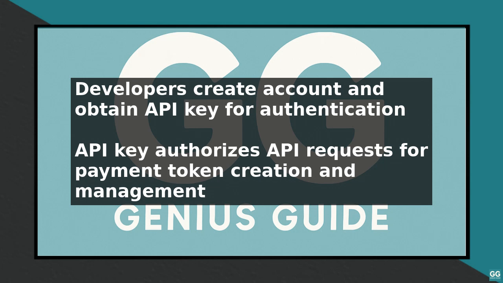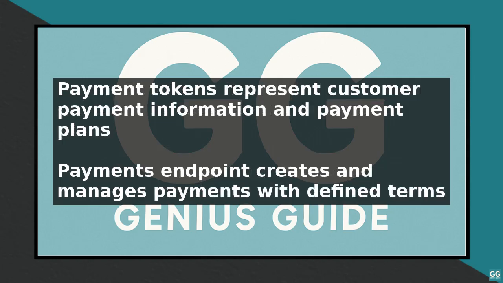Key concepts and endpoints. The Afterpay Developer API has several key concepts and endpoints that developers need to understand. These include payment tokens, payment plans, and payments. Payment tokens are used to represent a customer's payment information, while payment plans define the terms of the payment, such as the amount and installment schedule. The payments endpoint is used to create and manage payments.